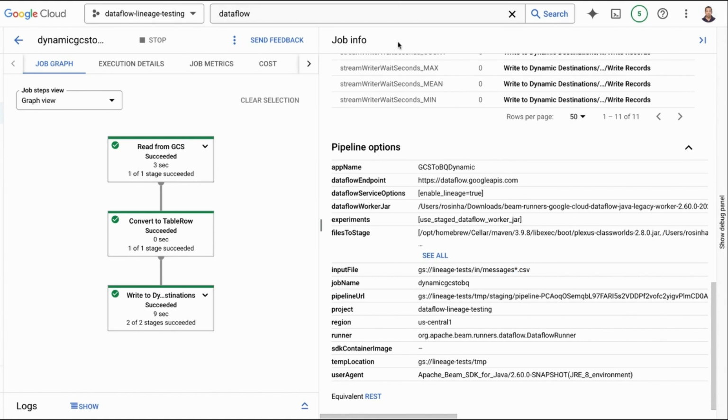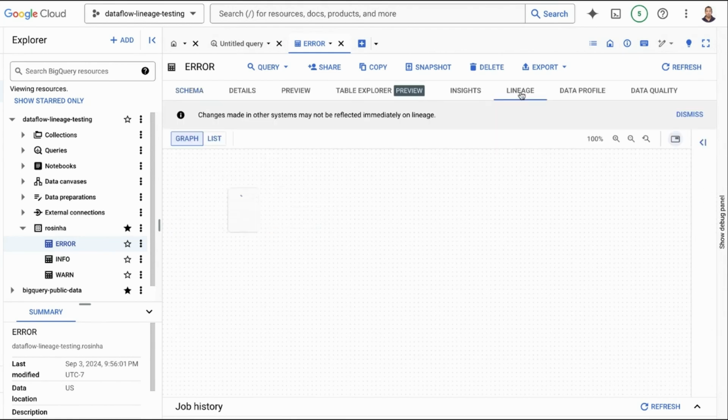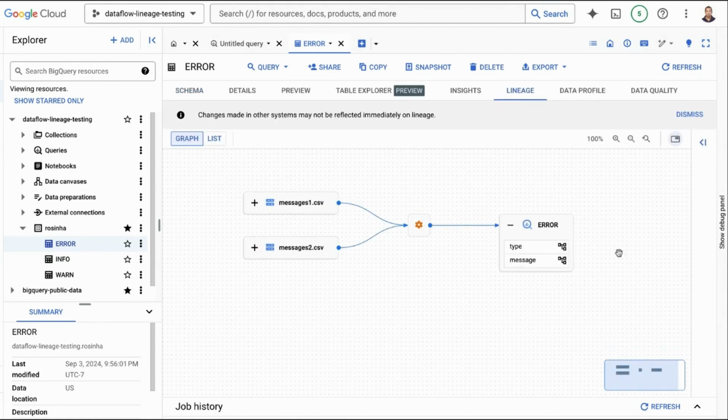So I have already run this pipeline, and we can jump into BigQuery and look at the tables here. After the pipeline was run, it dynamically created 3 tables based on the types of data. My data consisted of log messages, which had types error, info, and warn. So that's how these 3 tables get created. I can click on any of the tables and try to visualize its lineage. So this is what I will end up seeing.